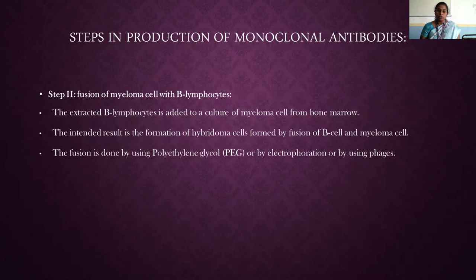The next step involves fusion of the myeloma cells with these obtained B lymphocytes. The extracted B lymphocytes are added to a culture containing myeloma cells, which are obtained from bone marrow. The intended result is the formation of hybridoma cells, which are formed by the fusion of B cells and myeloma cells. This fusion is done using polyethylene glycol, the electroporation method, or by using phages.